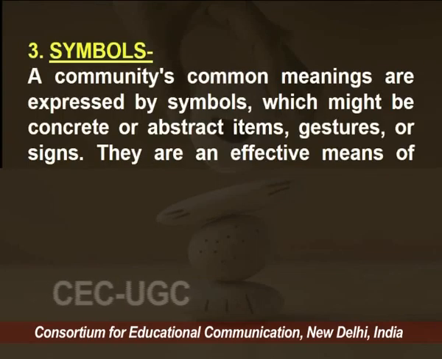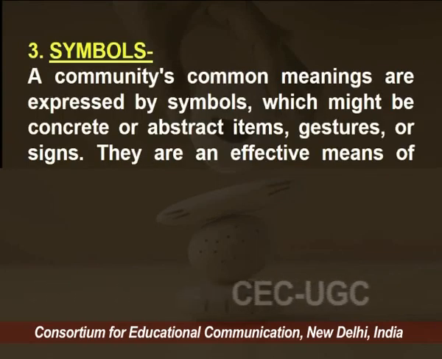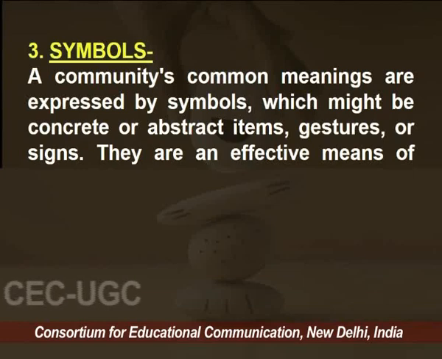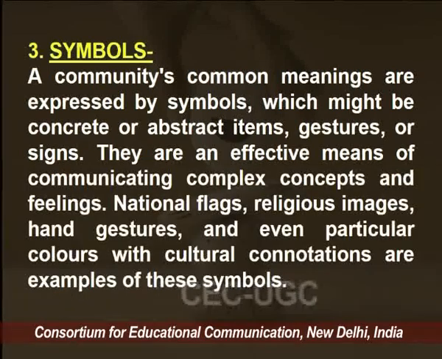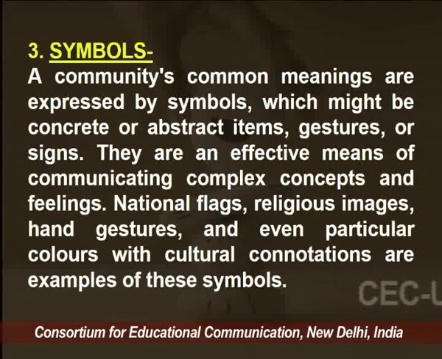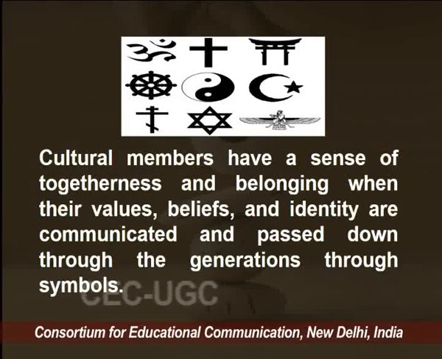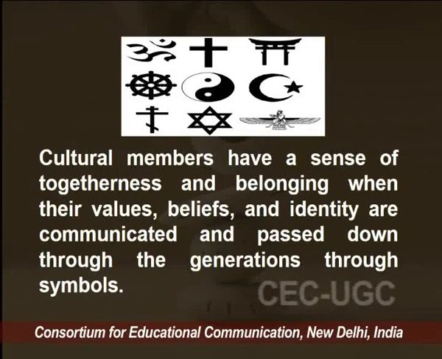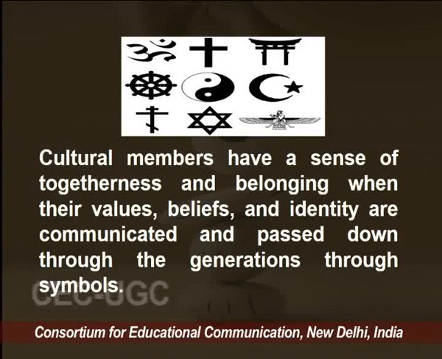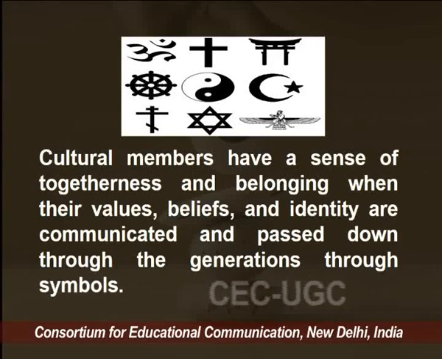The third is symbols. A community's common meanings are expressed by symbols, which might be concrete or abstract items, gestures, or signs. They are an effective means of communicating complex concepts and feelings. The national birds, the national flags, the religious images, hand gestures, and even a particular color with cultural connotations are examples of these symbols. The cultural members have a sense of togetherness and belonging when their values, beliefs, and identity are communicated and passed down through the generations through these symbols.